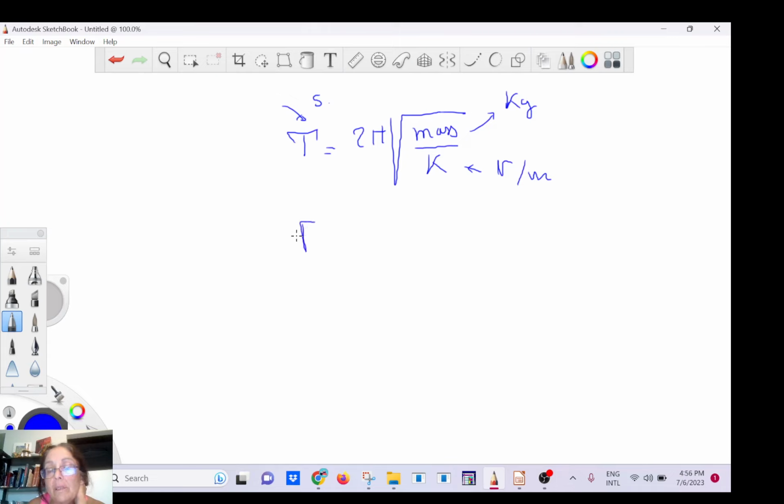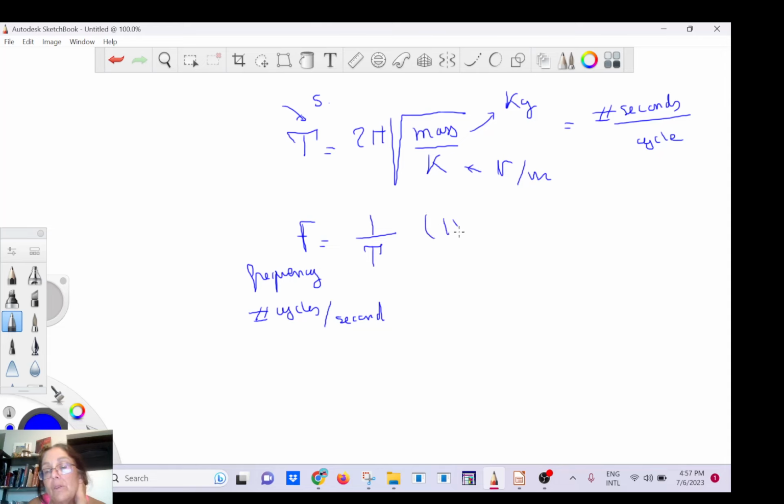What we call the frequency is actually the number of cycles per second, and the period is the number of seconds per cycle. So you can see that the frequency is just 1 over the period. The unit is hertz, and that will be the notation, but it means the number of cycles per second.